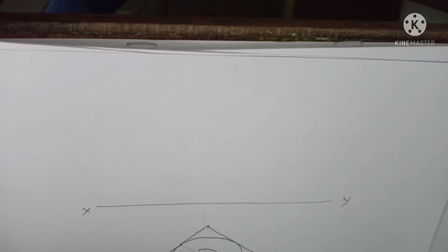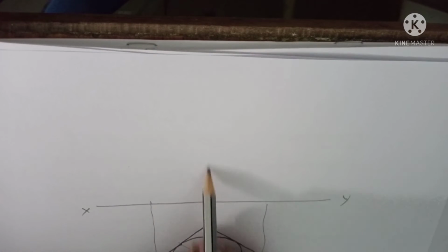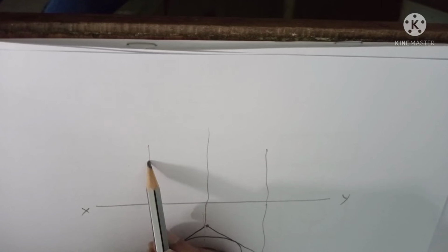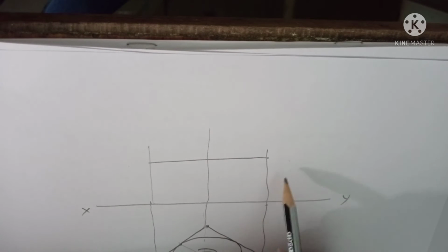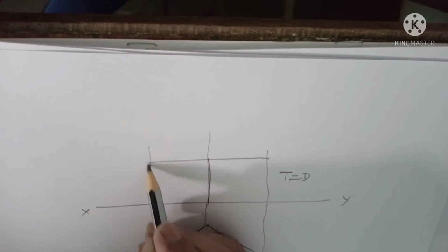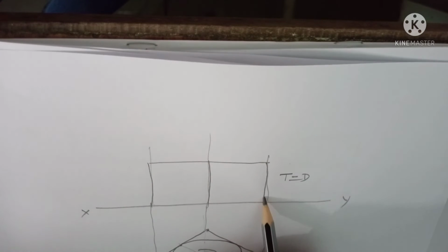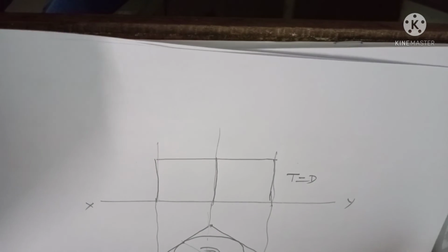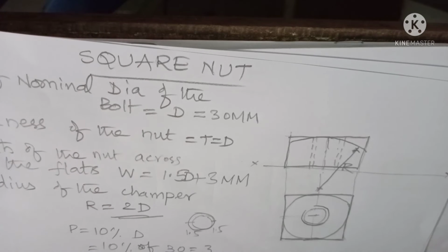And extend these lines for the front view. What is the thickness? Thickness is 30. Take 30. This is T equivalent to 30, D 30, right? Now we know it is a thick line. Then we have to take the radius of the chamfer. Radius of the chamfer, R is equivalent to 2D, I have given you. R is equivalent to 2D.